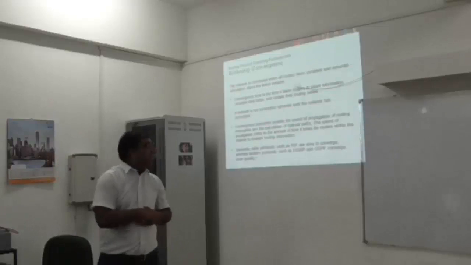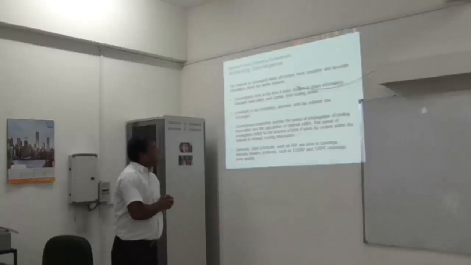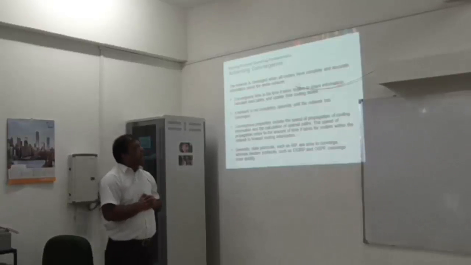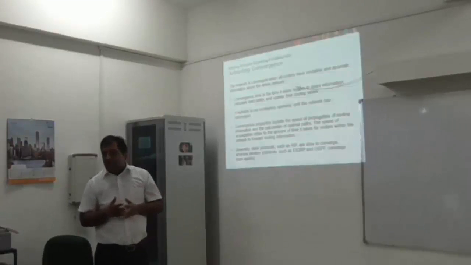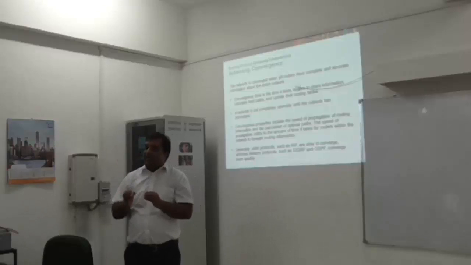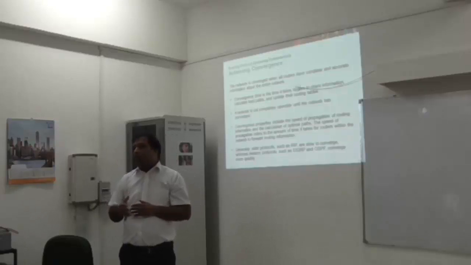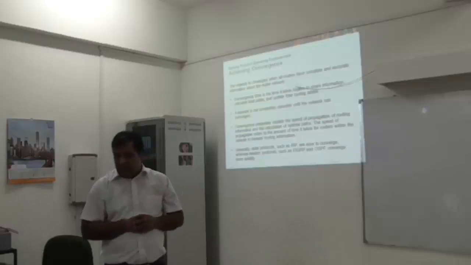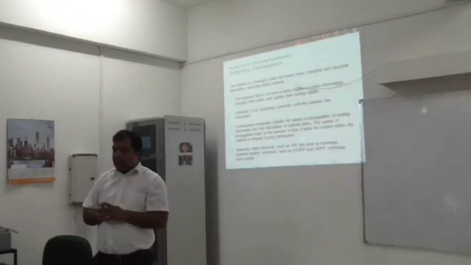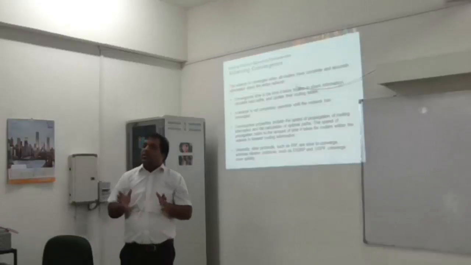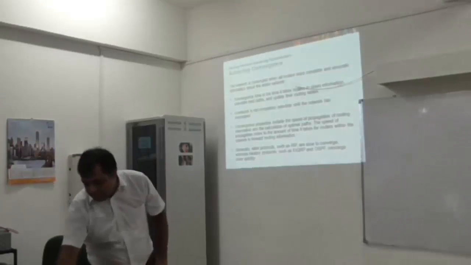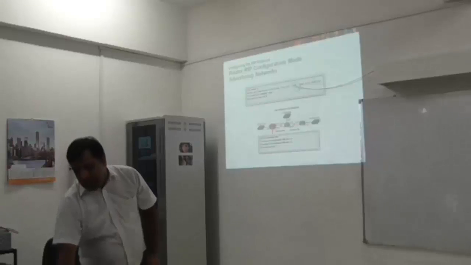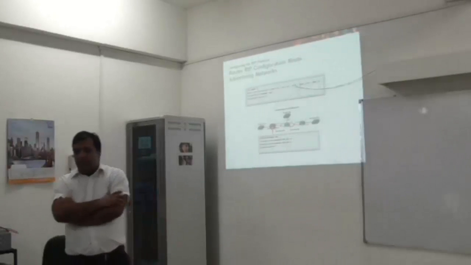So next is achieving convergence. Convergence is the time taken for the routers to share information and calculate the best path to update the routing table. So we can incorporate achieving convergence. A network is not completely operable until the network has converged.